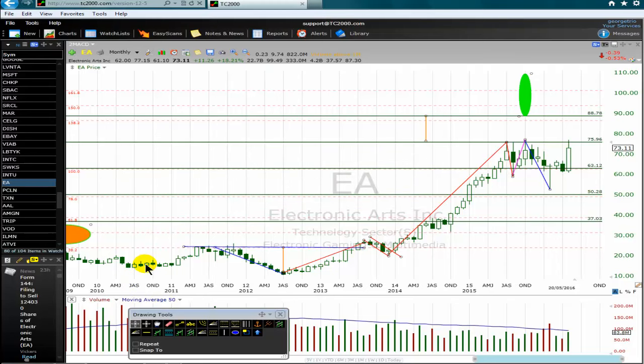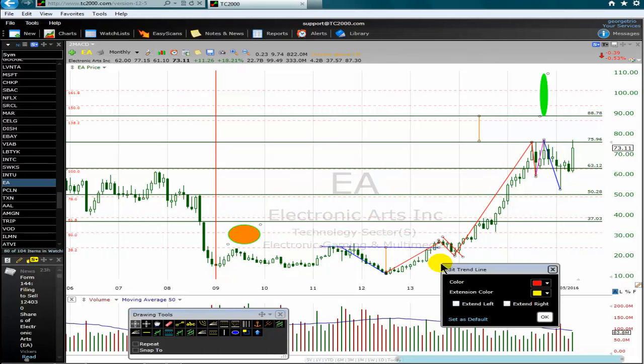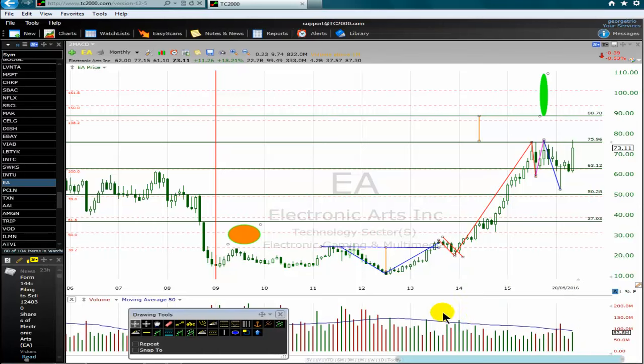So the price has formed a cup and handle chart pattern here. You can see that this is the cup. If I color the cup now into blue, this is the cup, and the handle is this section here. This is the handle of the cup, okay? So the cup and handle chart pattern.